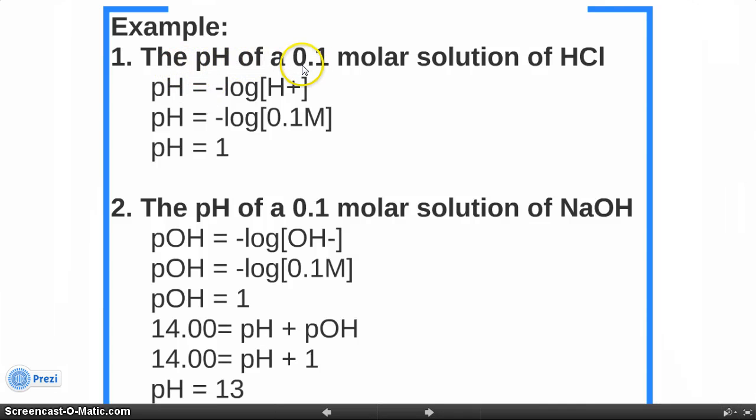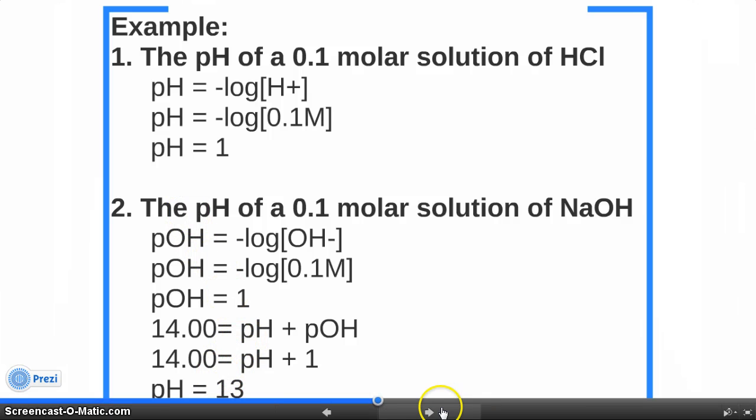The pH of a 0.1 molar solution of a strong acid, HCl. So we would use pH equals negative log H+, and then we sub 0.1 in, and we come out with a pH of 1. As for this one, we use pOH, and we come out as 1, but it asks for pH, so we subtract that from 14 to get 13.